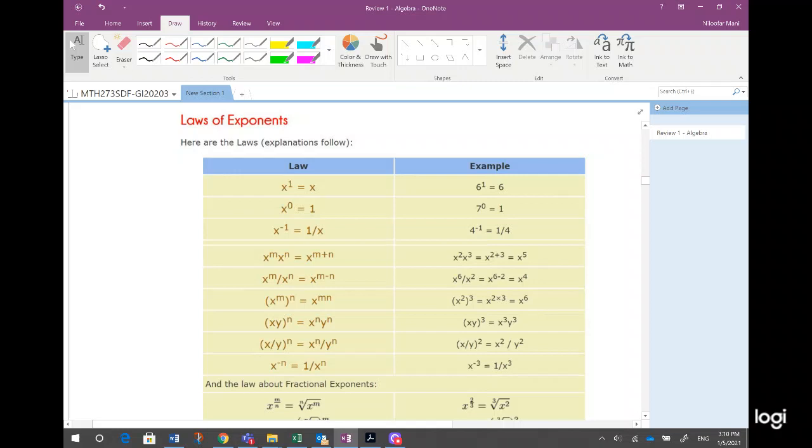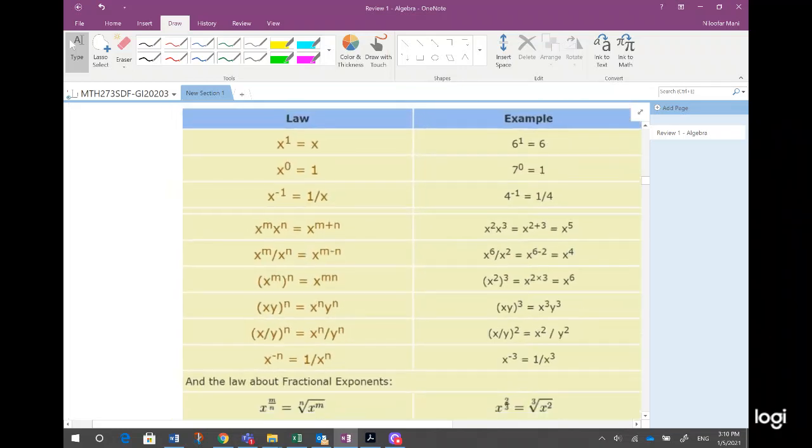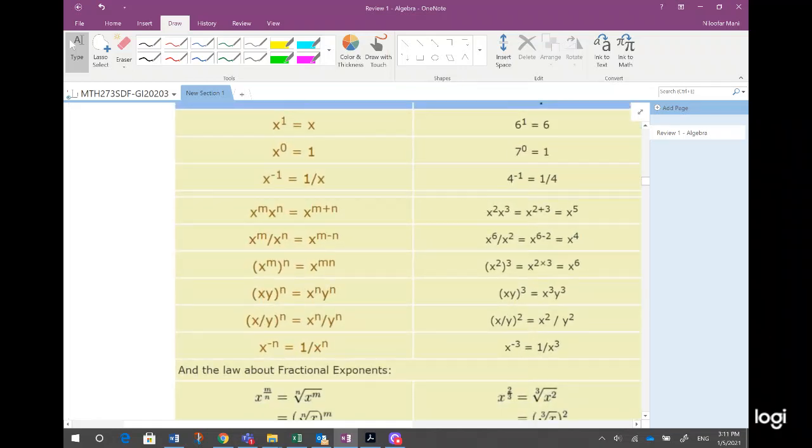Okay, so if I have multiplication, I add exponents. If I have division, I subtract exponents. If I have power, I multiply exponents.